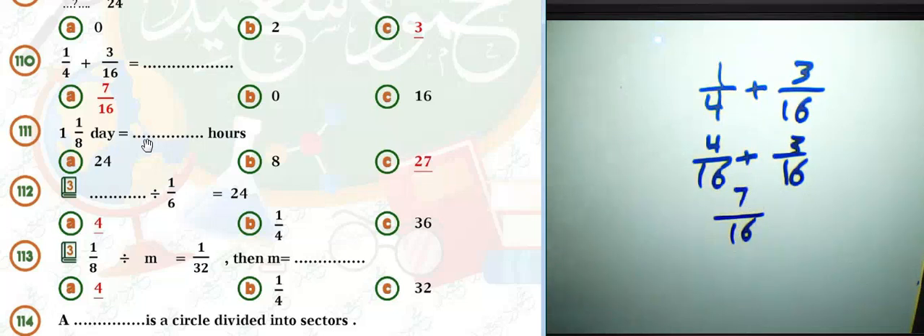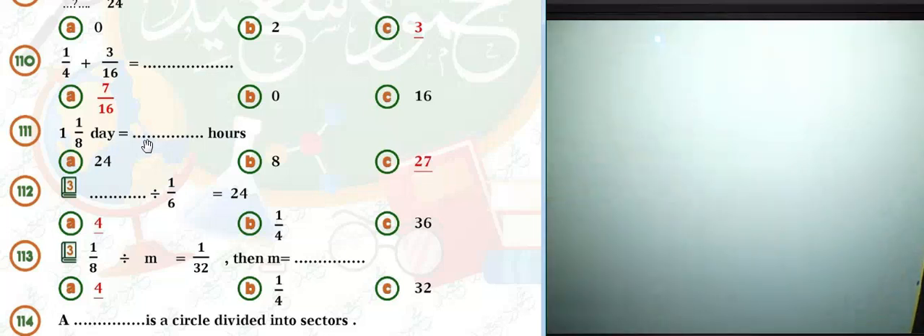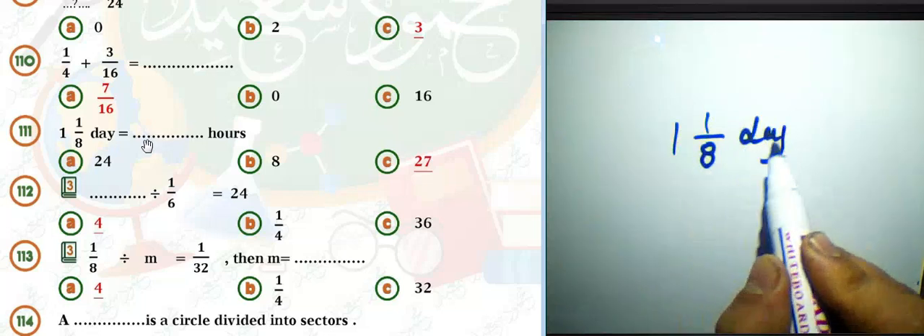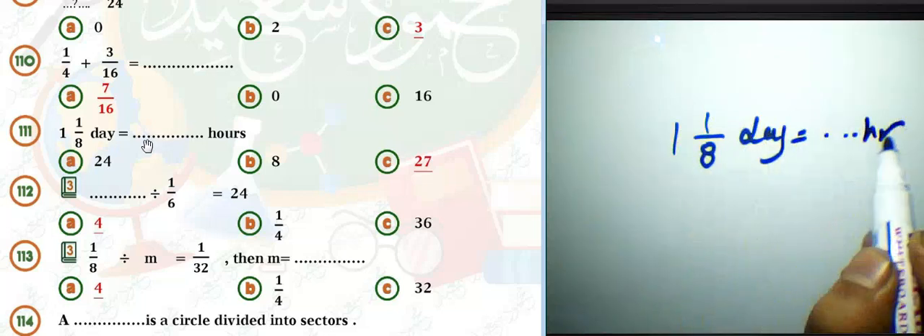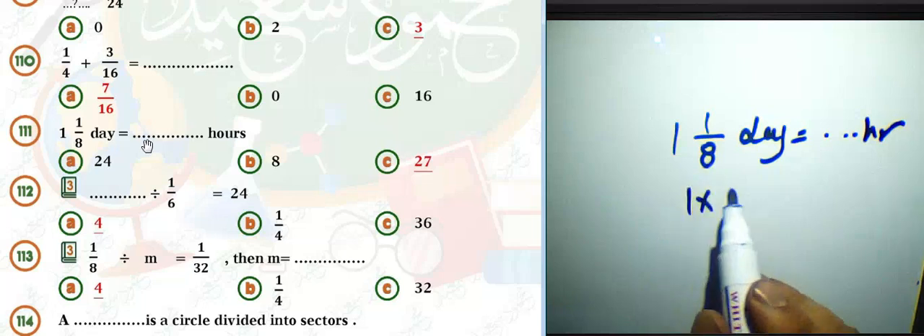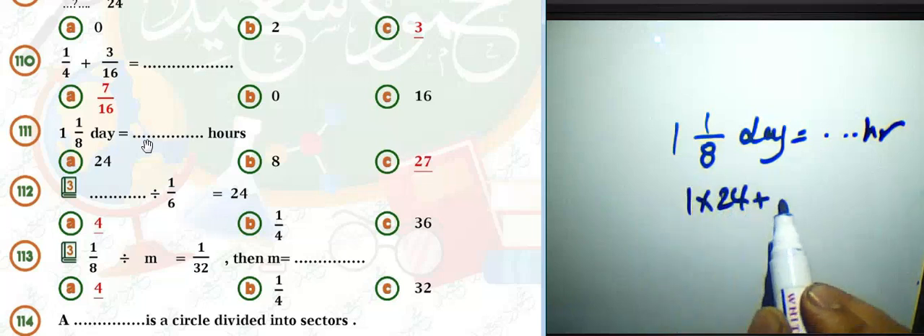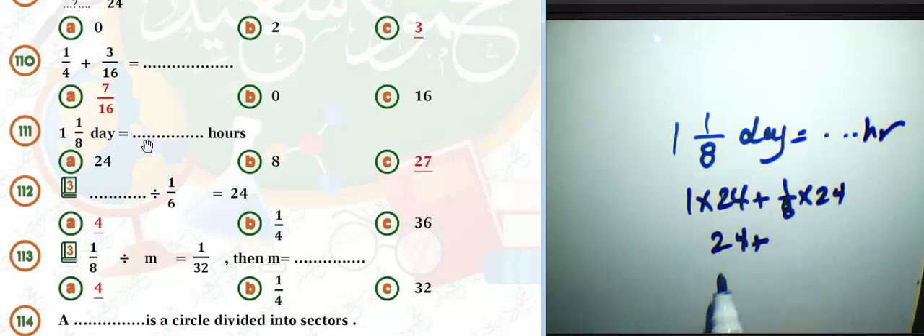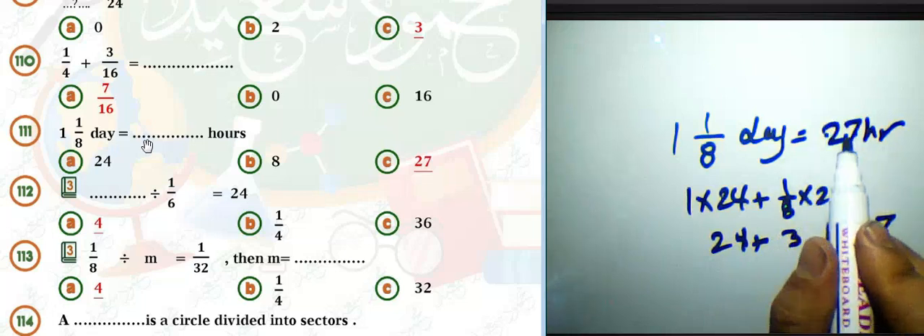1 and 1 over 8 day equals how many hours? We know 1 day equals 24 hours. 1 and 1 over 8 day equals how many hours? 1 multiplied by 24 plus 1 over 8 multiplied by 24. The result will be 24 here, and 24 divided by 8 equals 3. The result will be 27 hours.